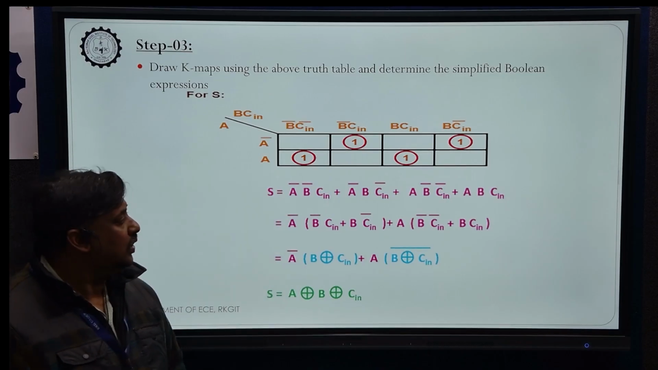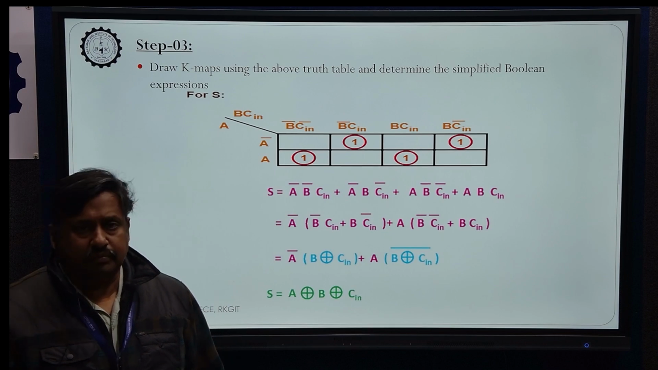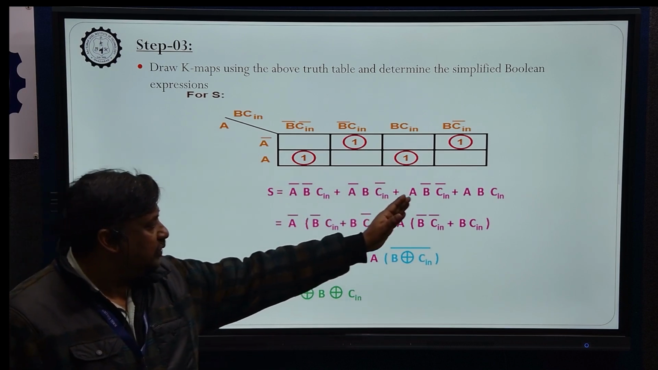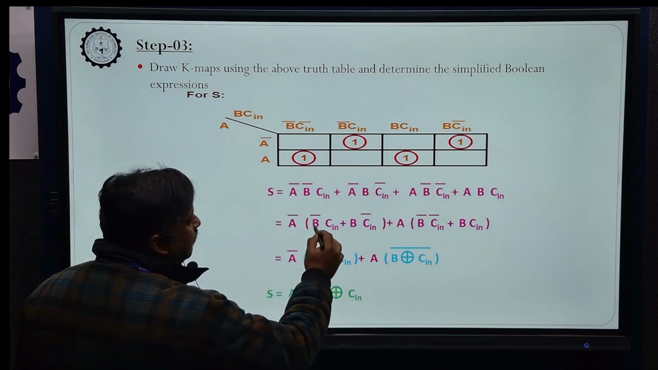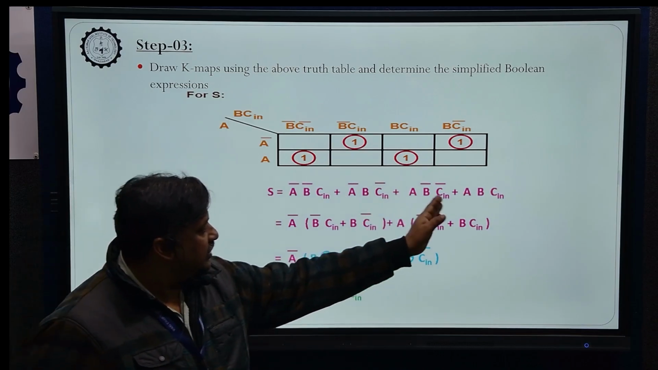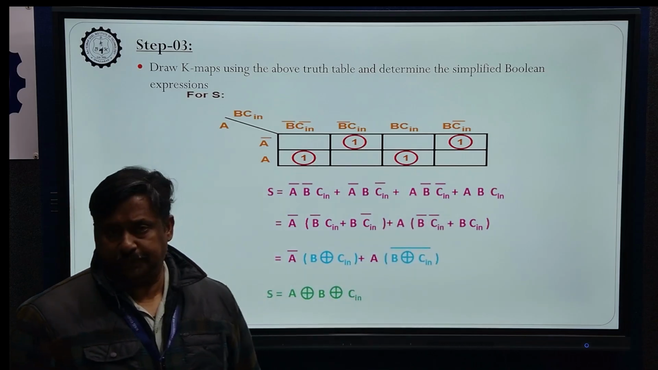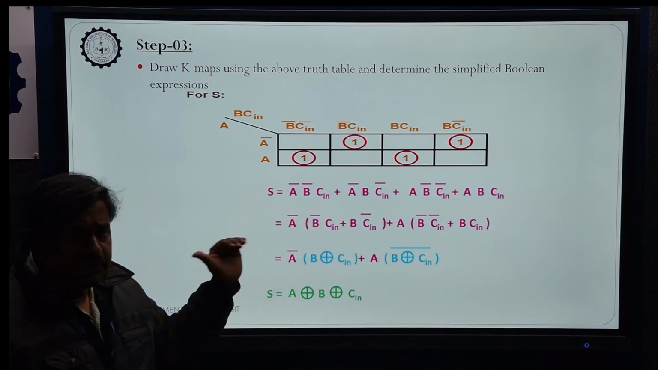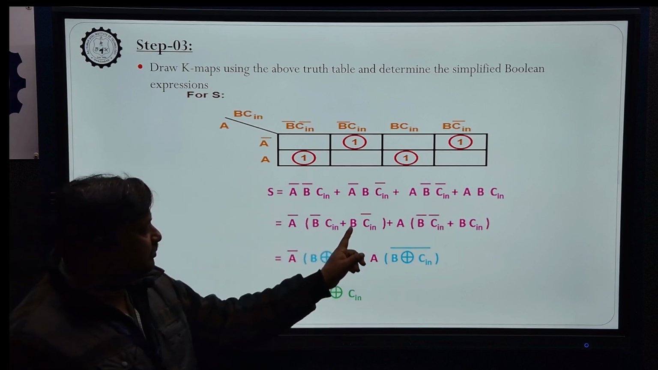Now this is a lengthier term, it is not optimized, so we need the minimum, meaning optimized Boolean expression. In this equation you can see, if we take A bar common, it will be B bar C in plus B C in bar. Then in these two terms, if we make A common, it will become B bar C in bar plus B C in. After looking at this reduced equation, again you can see here A bar, then B bar C in plus B C in bar.